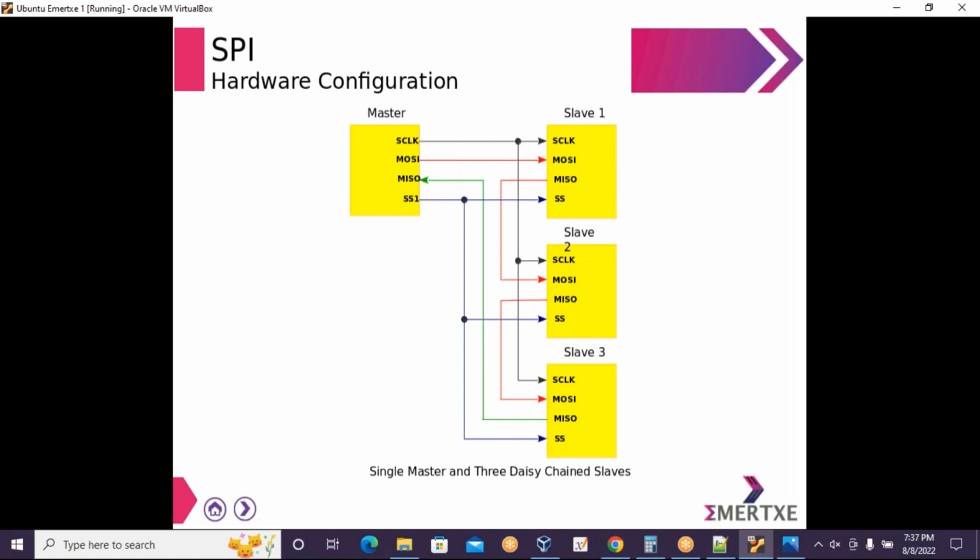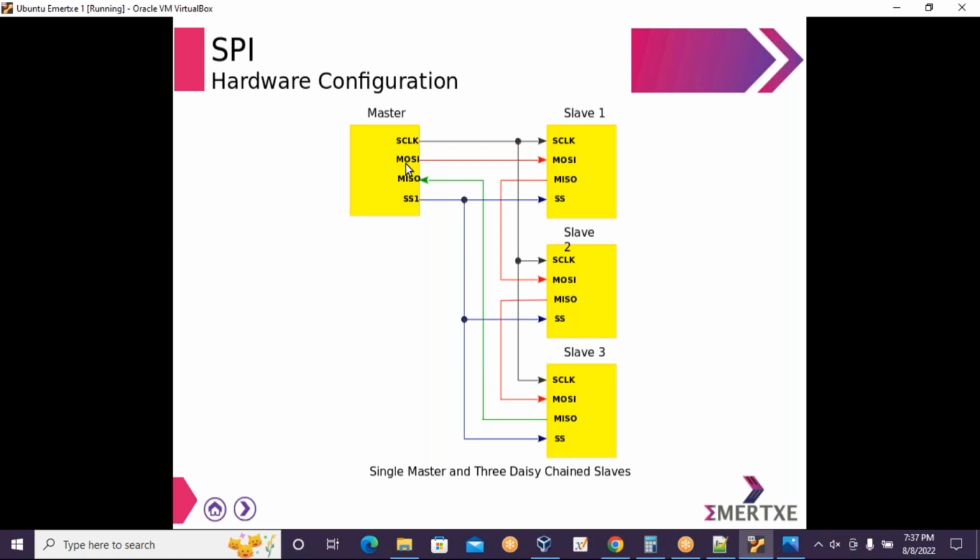Or let's say slave 1 wants to give the data to the master. So slave 1 has to give it to slave 2, slave 2 will give it to slave 3, and later slave 3 is going to give it to the master. So that is one disadvantage.